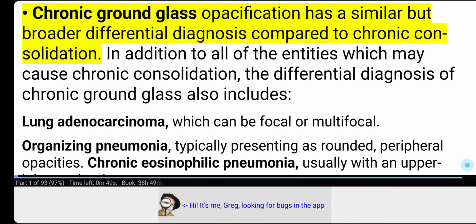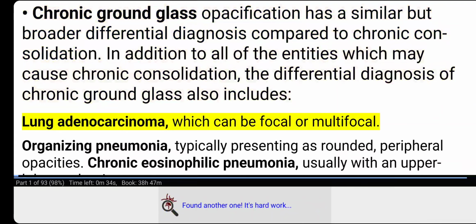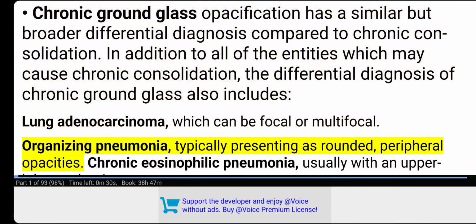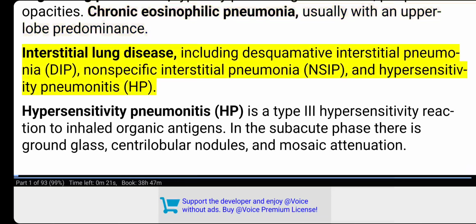Chronic ground glass opacification has a similar but broader differential diagnosis compared to chronic consolidation. In addition to all of the entities which may cause chronic consolidation, the differential diagnosis of chronic ground glass also includes lung adenocarcinoma, which can be focal or multifocal, organizing pneumonia, typically presenting as rounded, peripheral opacities. Chronic eosinophilic pneumonia, usually with an upper lobe predominance. Interstitial lung disease, including desquamative interstitial pneumonia, DIP, nonspecific interstitial pneumonia, NSIP, and hypersensitivity pneumonitis, HP.